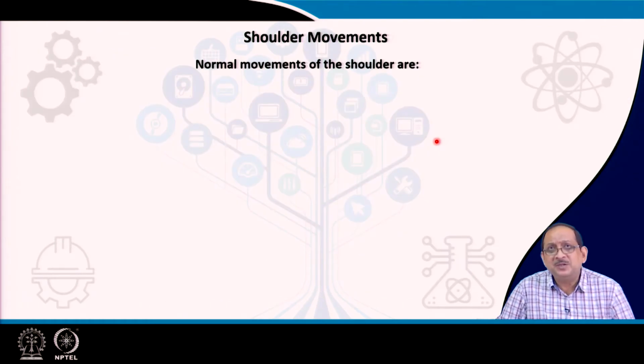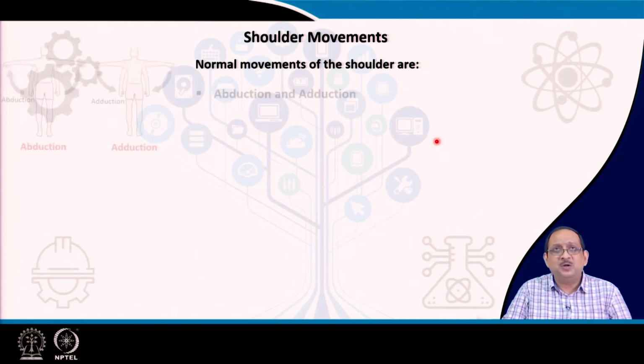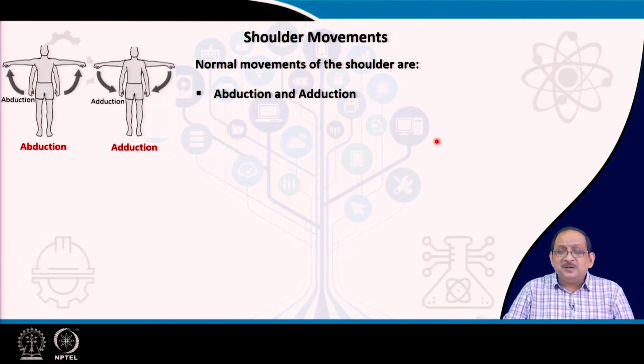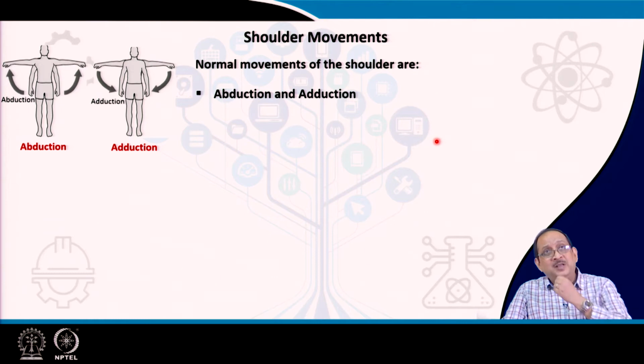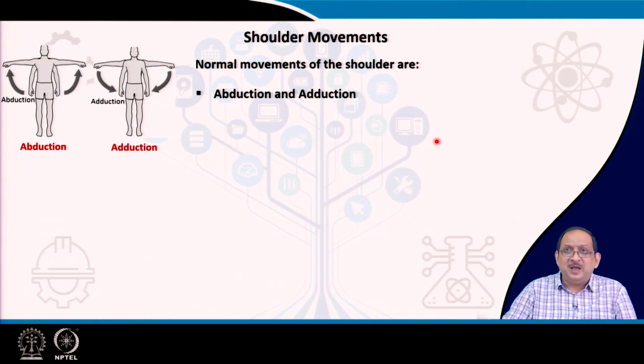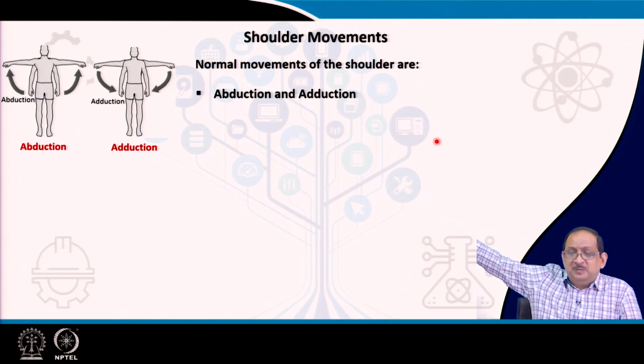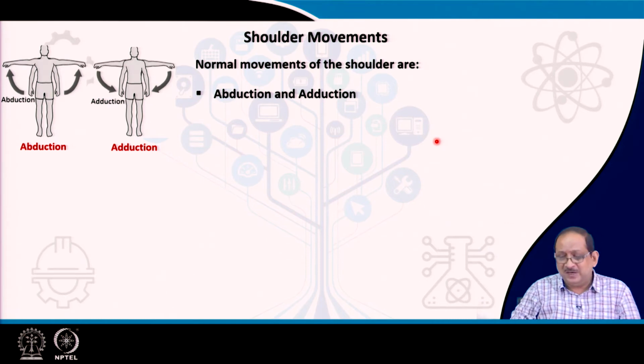Now, let us consider the normal movements of the shoulder. As I remarked earlier, the shoulder offers the largest range of movements in the human body. So, the normal movements are abduction and adduction, which is raising the arm and lowering the arm. Raising the arm is abduction, so you are moving away from the midline of the body. Lowering your arm is adduction.